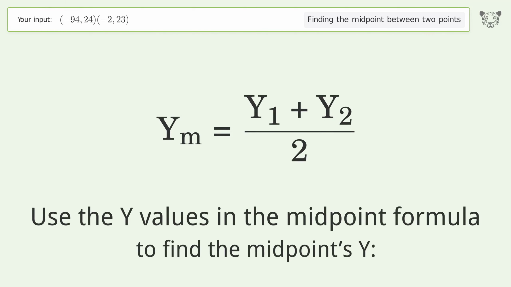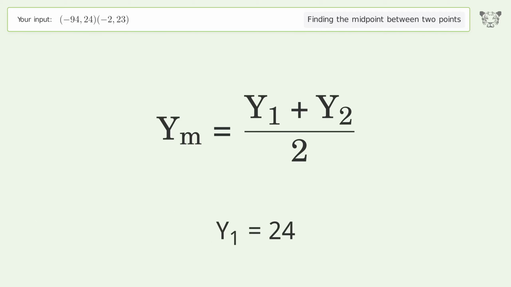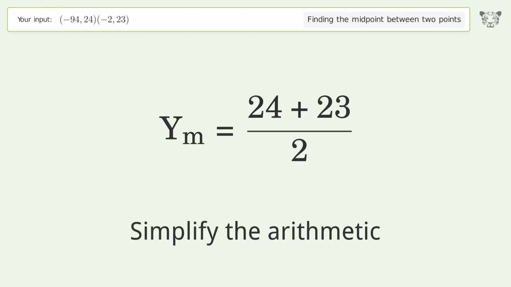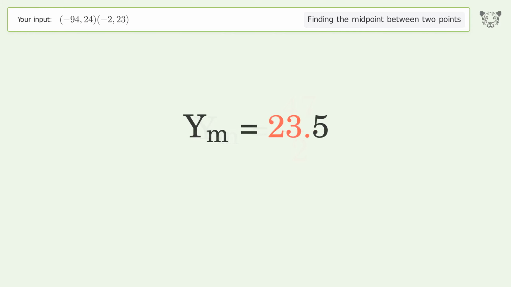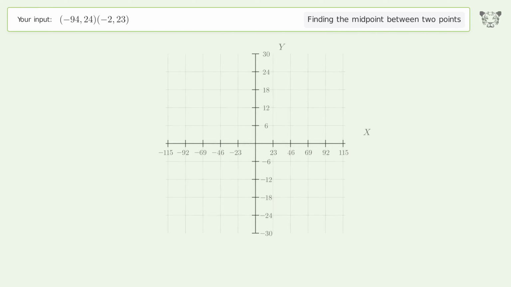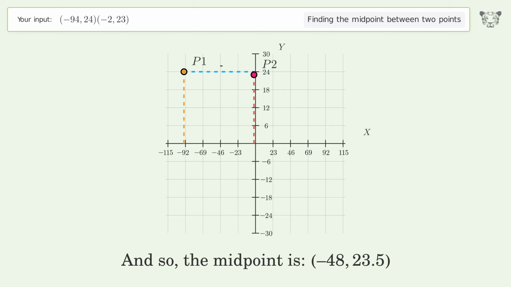Use the y values in the midpoint formula to find the midpoint's y. y1 equals 24. y2 equals 23. Simplify the arithmetic. And so, the midpoint is negative 48, 23.5.